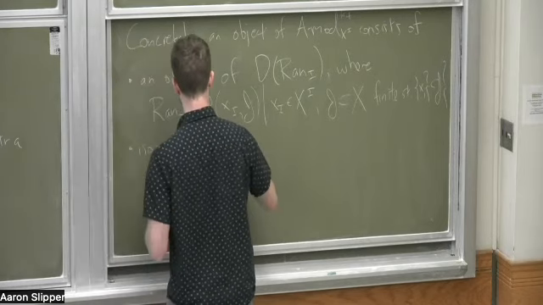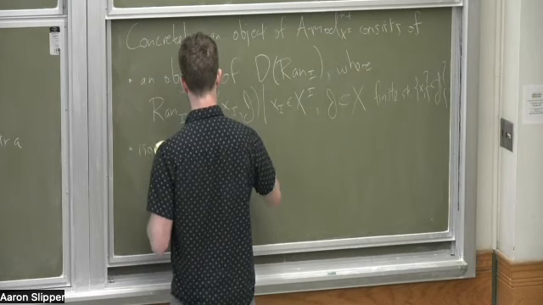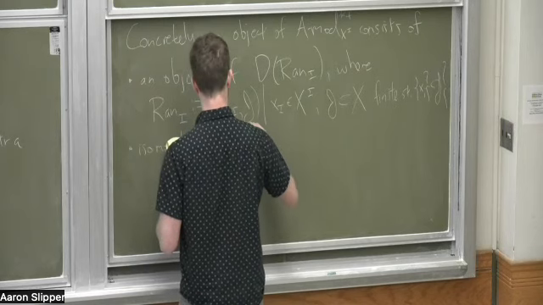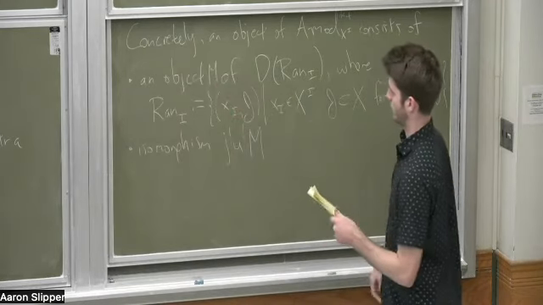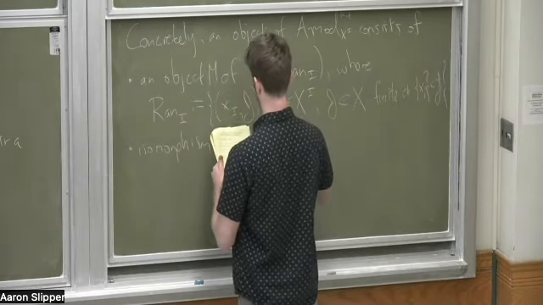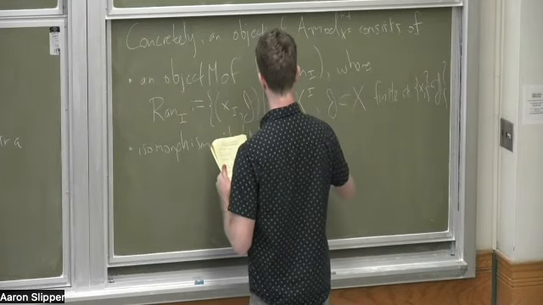The other main piece of data here is an isomorphism as follows. I'll explain the symbols in just a second. So we call this object M, my D-module M. So it's an isomorphism like so.